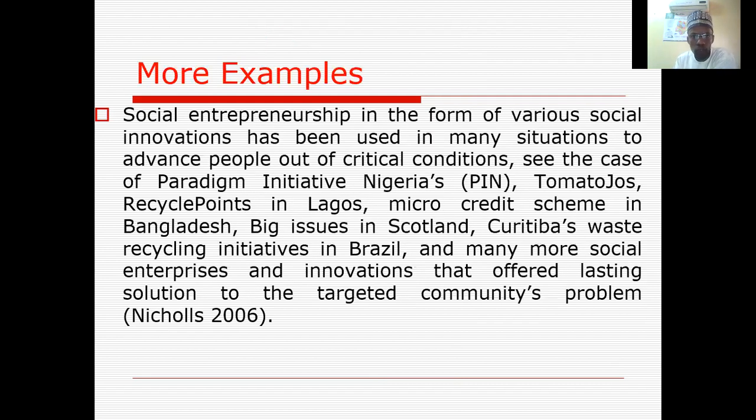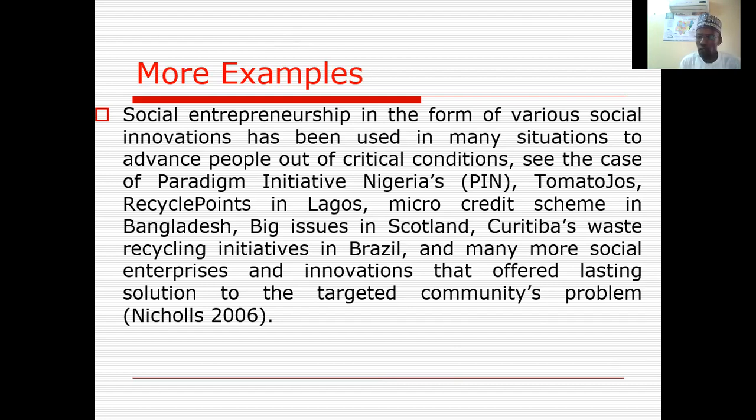So there are more examples. Social entrepreneurship in the form of various social interventions or innovation has been used in many situations to advance people out of critical condition. See the case of Paradigm Initiative Nigeria, PIN. It's an initiative by one Benga Sesson, a young man that came out with an initiative to help people with ICT skills. His effort has helped in curtailing the level of cyber crimes in Nigeria, because most guys that are good in ICT and what have you are engaged by this initiative to be gainfully employed to offer their services to the companies or corporate organizations that need them.